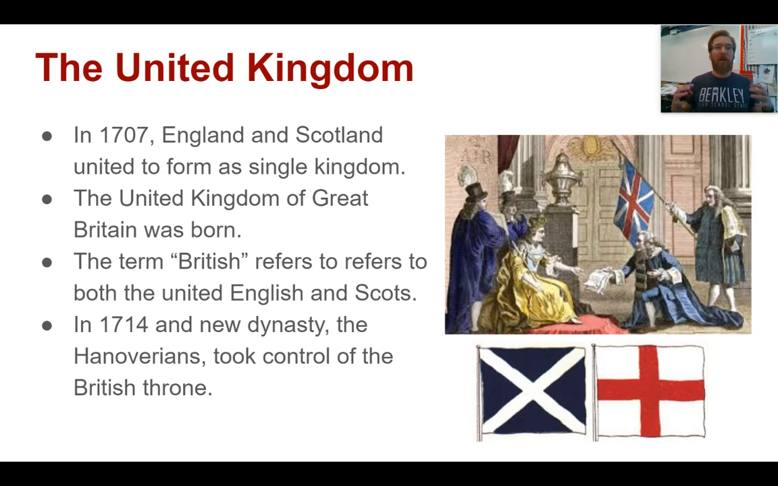Now, this term does refer to the United English and Scots. It will grow beyond that, but we're not going to deal with that today. Now, in 1714, just a few years after this, a new dynasty comes to take over the United Kingdom. This is the Hanoverian dynasty. The Queen of England had died without any heirs, so they brought over related members of their extended family to take over the British throne.